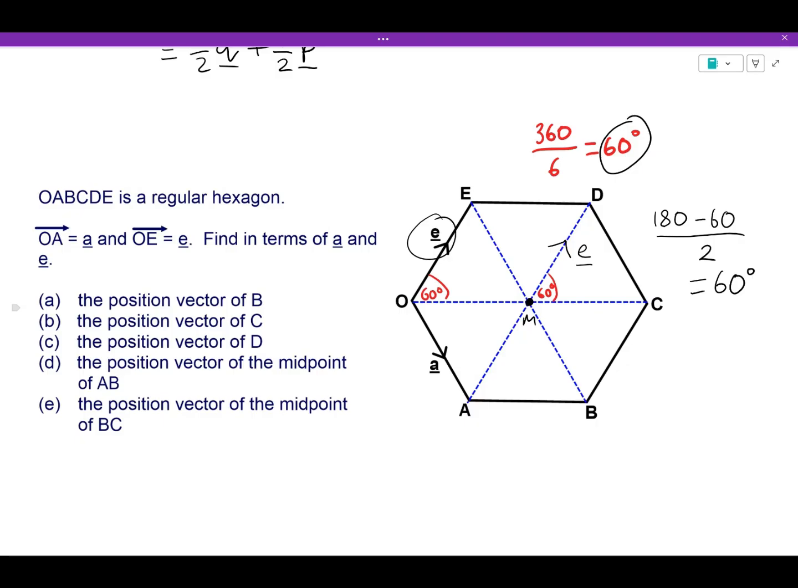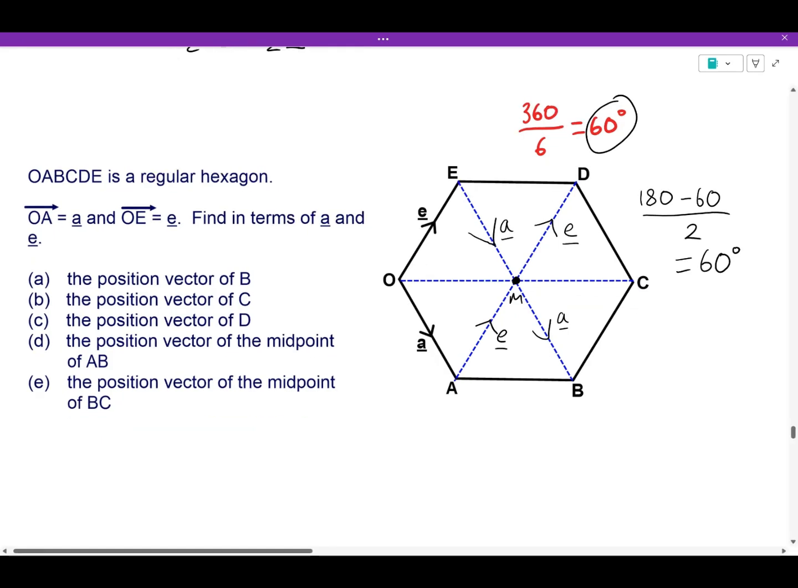We can also fill in some other vectors. We can fill in from A to M. This here is going to be E. And then for similar reasons, if O to A is equal to A, then M to B will also be equal to A, and E to M will also be equal to A, like that. And then there's a couple of other vectors I've actually missed. Okay, from B to C, this would be equal to E, okay, because it's the same direction.